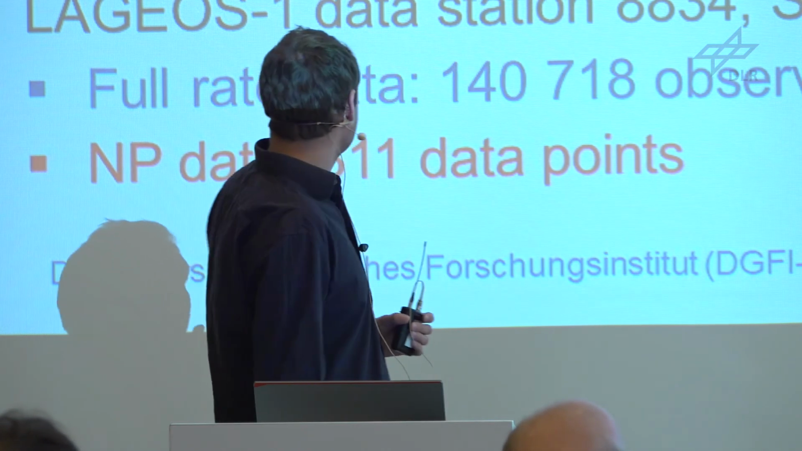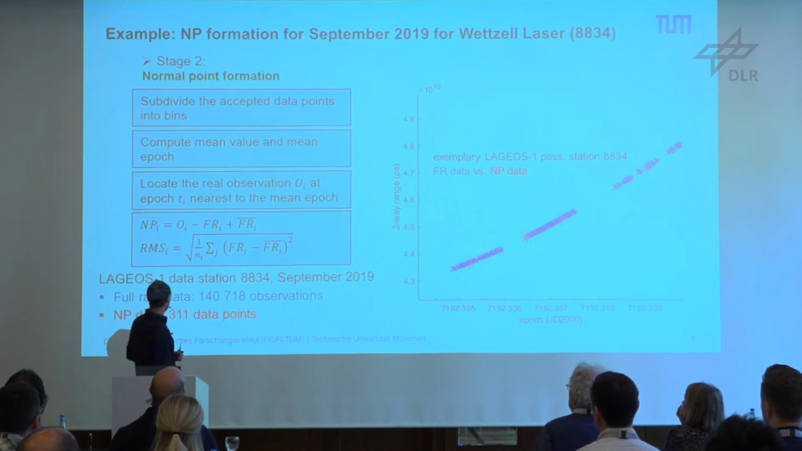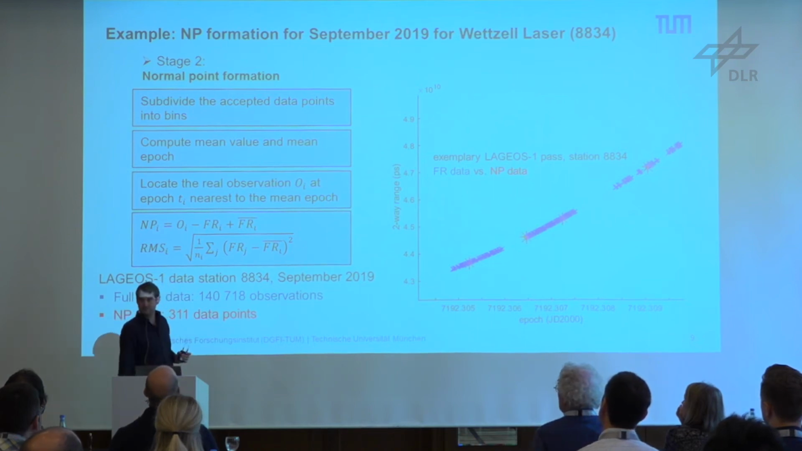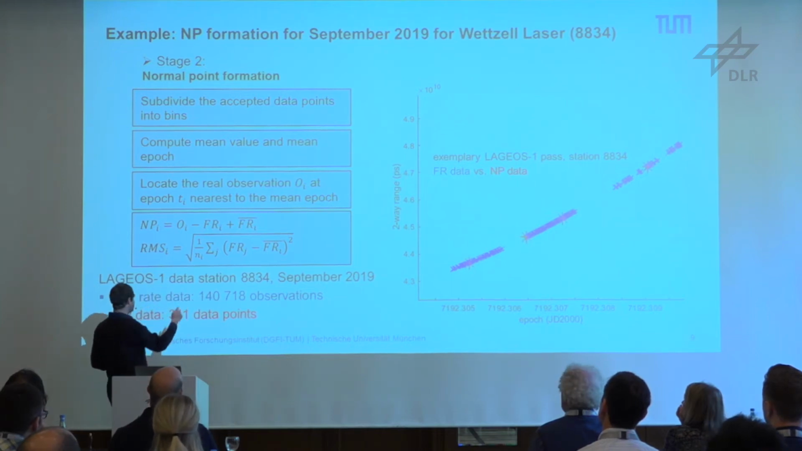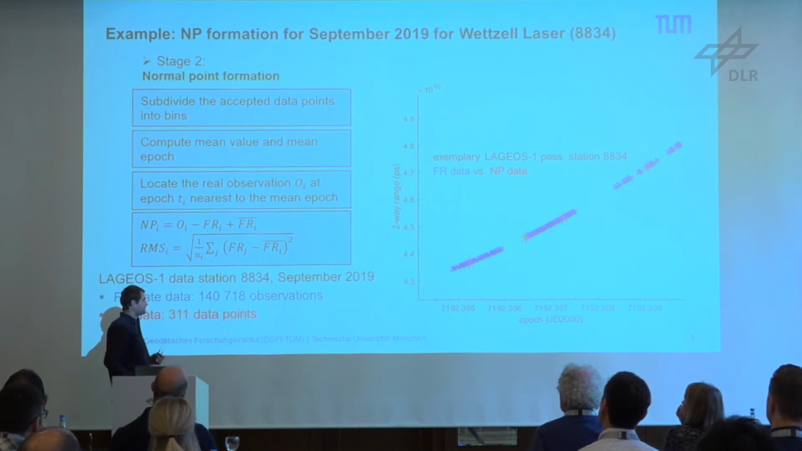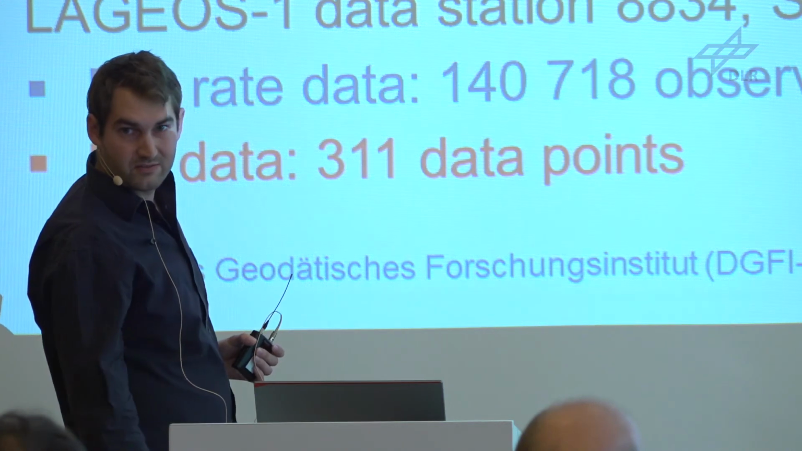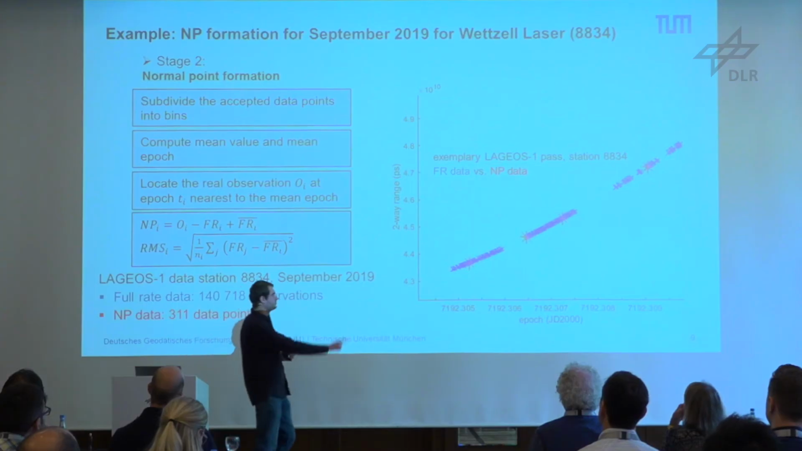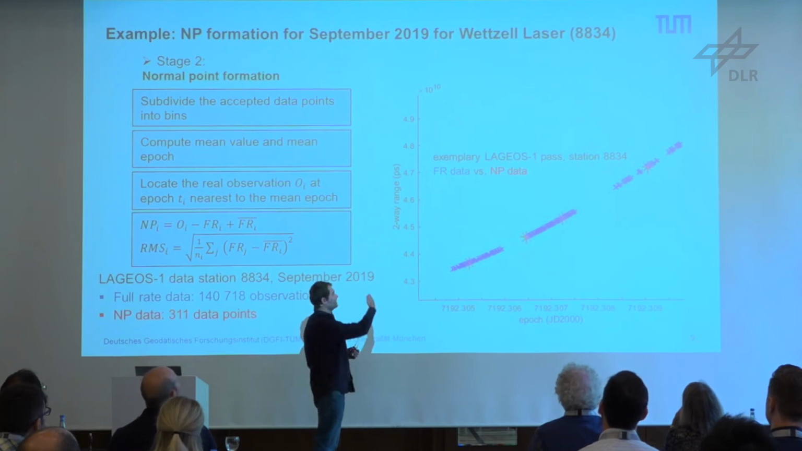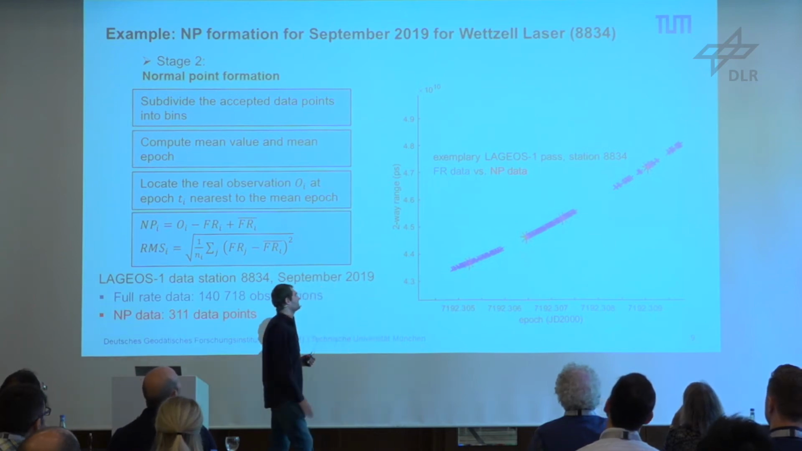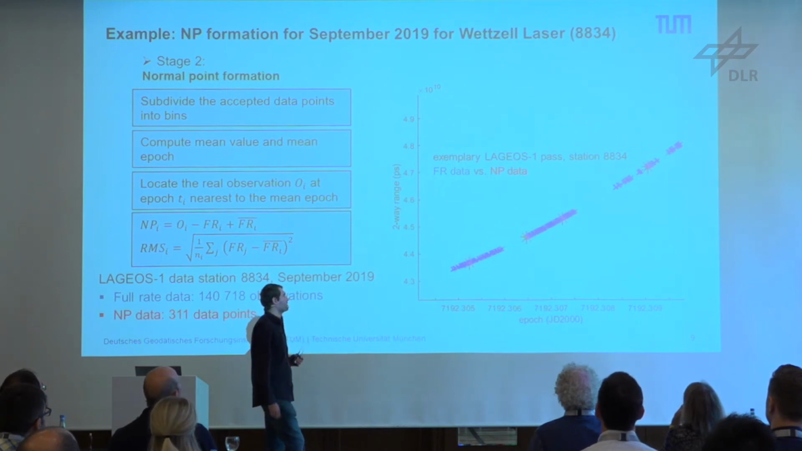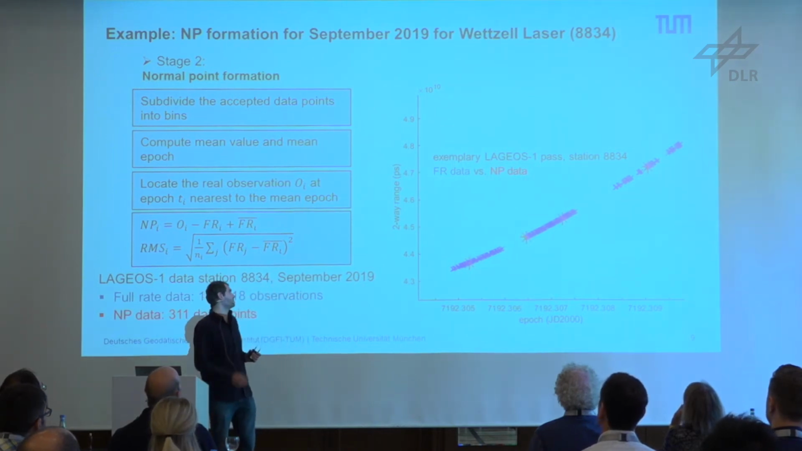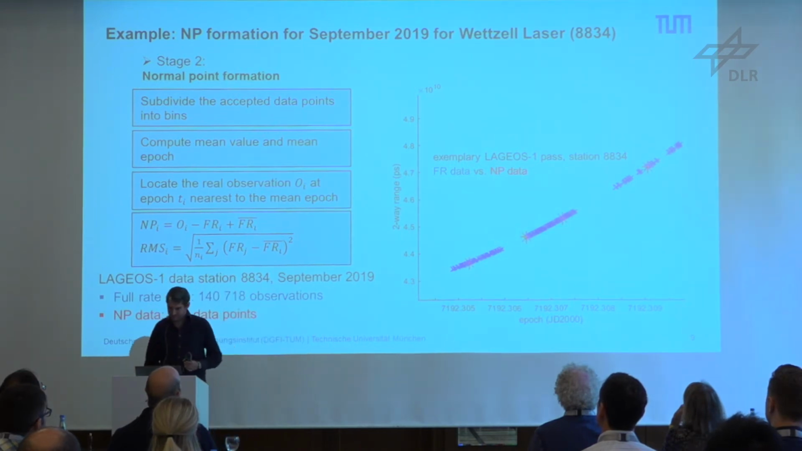As you can see, for example, for LAGEOS-1, where we have a bin size of, I think, 3 minutes, we had for September 2019 a full rate data file containing 140,000 observations from Wettzell, site 8834, and after normal point generation we have some remaining 311 normal points. Here I plotted it for one pass, so you can see these maybe about 100 full rate data points now got only 4 normal points that we then use for our data analysis.